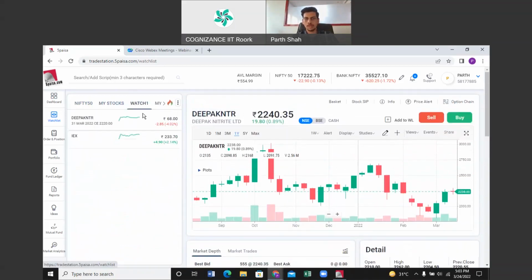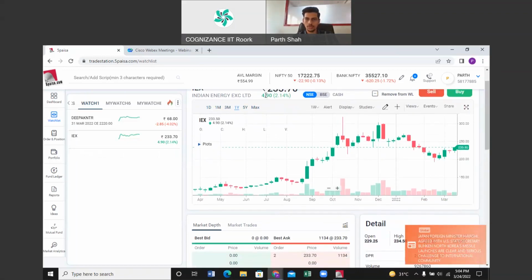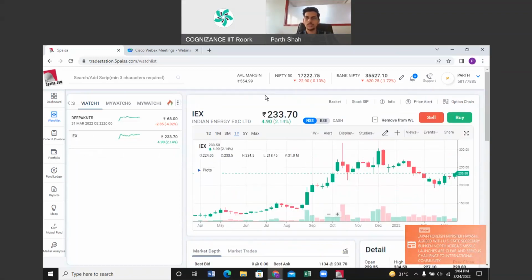You can have your custom watch list, which can be made. There are 3 particular custom watch lists where you can add stocks of your choice, which you want to observe on a day-to-day basis. So you can add or remove stocks from this particular watch list. Say if I go to Indian Energy Exchange, IEX, as a stock.